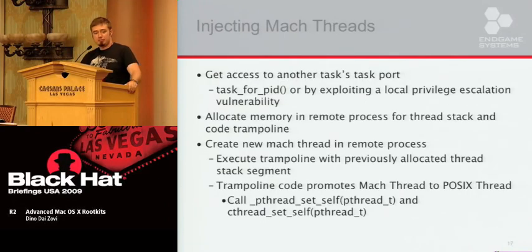So first we need to figure out how to inject a thread into another process. First, you need access to the task port. You can get this through task_for_pid. And the thing to keep in mind is that on the default security model for OS X, you can't just call task_for_pid on an arbitrary process, even if you own the process. So that's one of the areas where the Unix security model and the Mach security model differ.